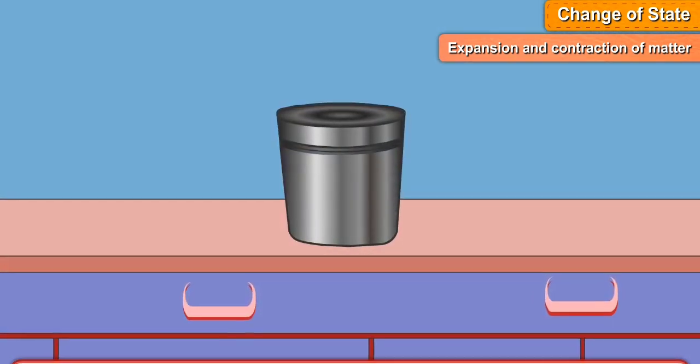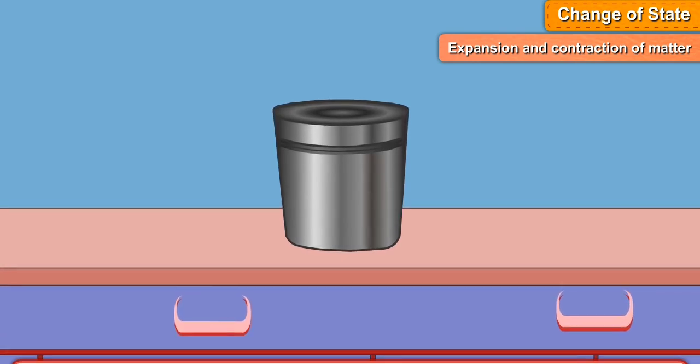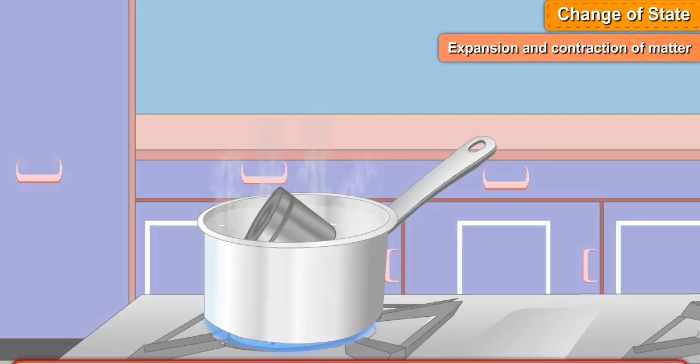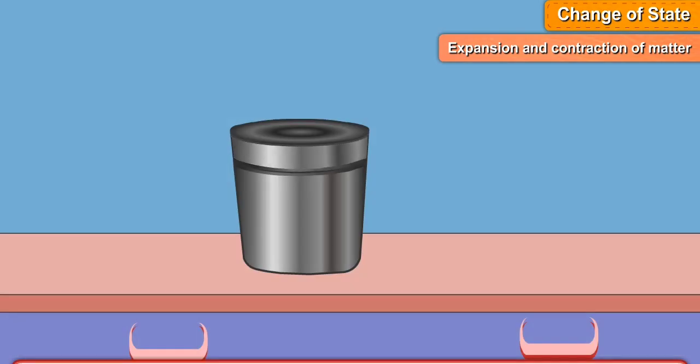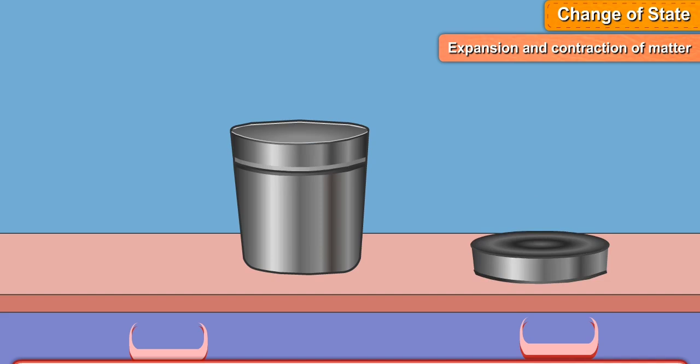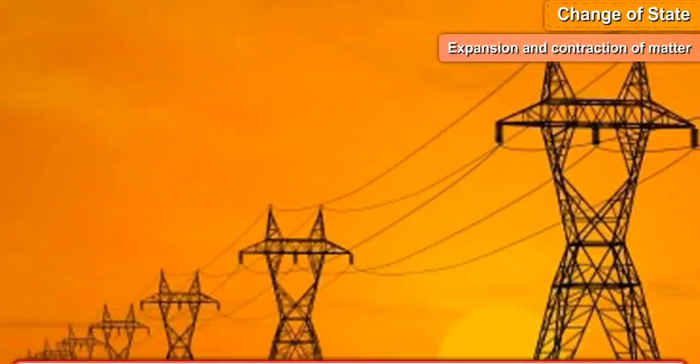For example, the tight metal lid of a jar can be opened easily by dipping it in hot water. This happens because hot water causes the lid to expand a little and thus it opens out easily. Similarly, electric wires between electric poles hang loose in summer season.